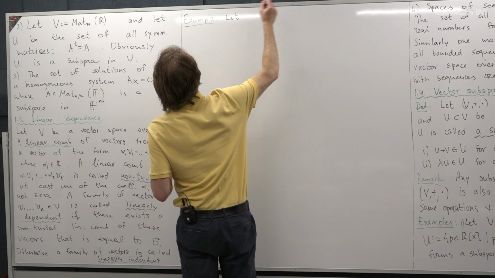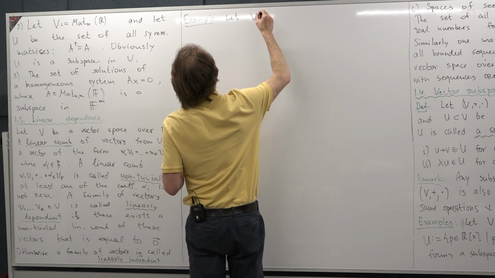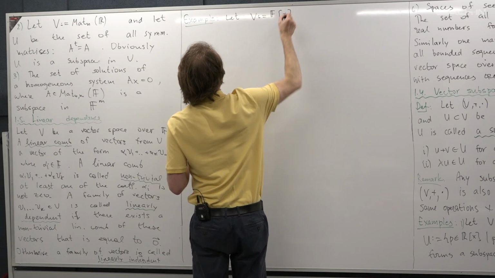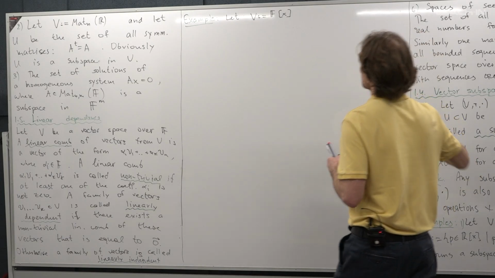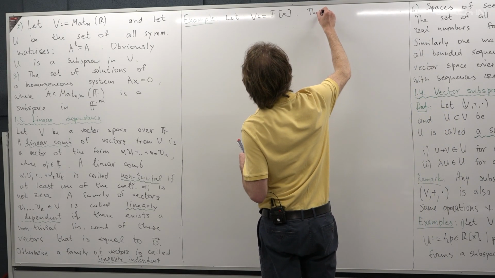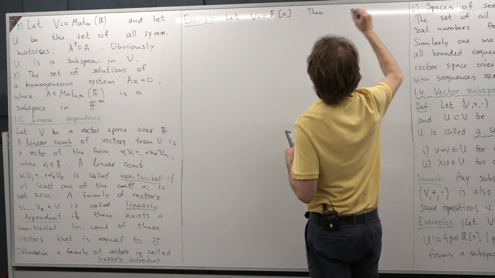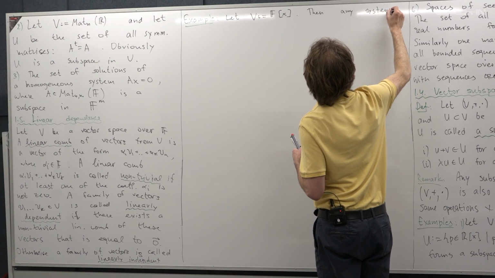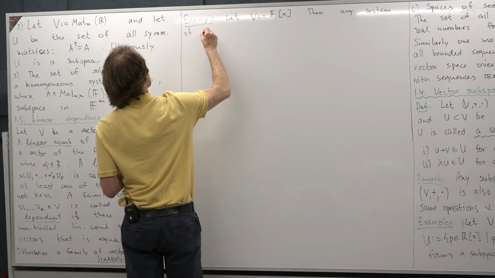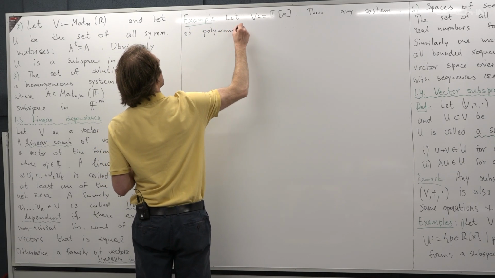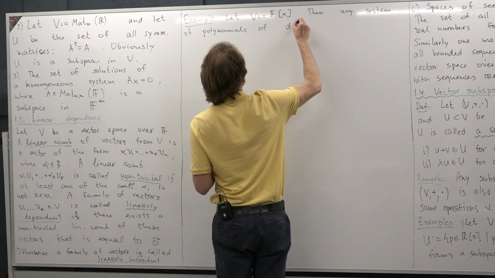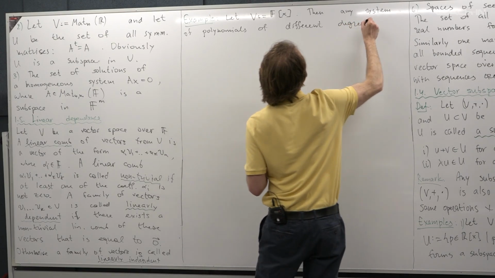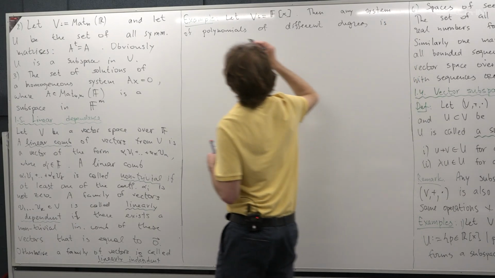So let V be the space of polynomials with coefficients from some field. Then any system of polynomials of different degrees is linearly independent.